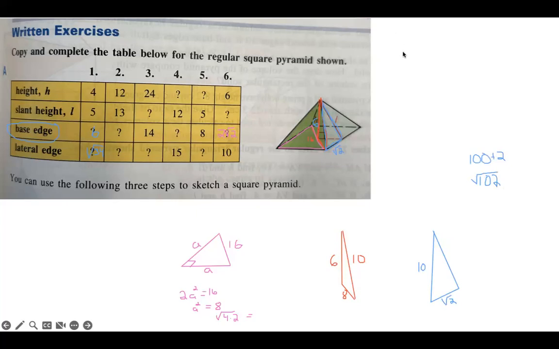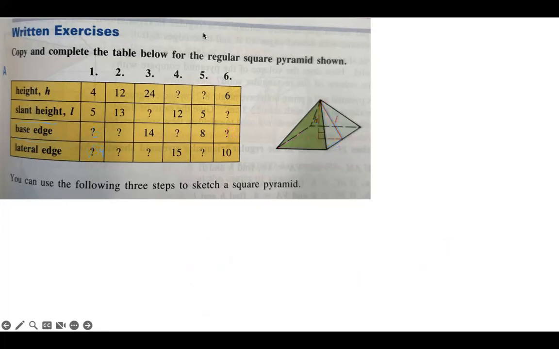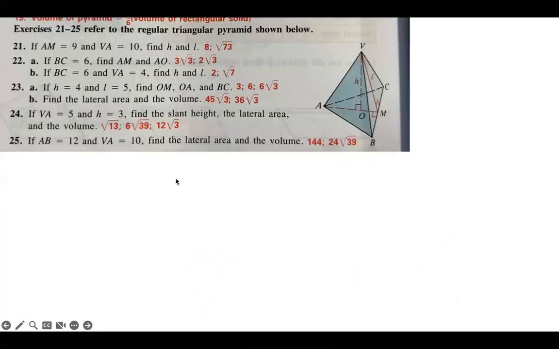Okay, so that is 1 and 6. And the other ones are done similarly. All right, let's see what else. 21, I think you said? Yeah, 21. This was one of the ones that I did in class.